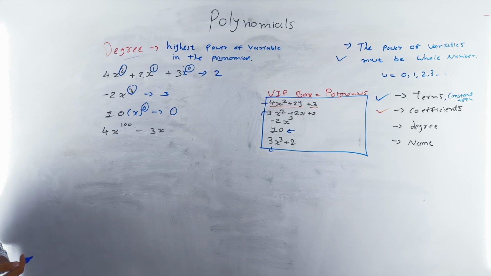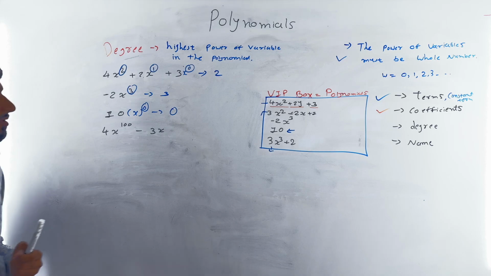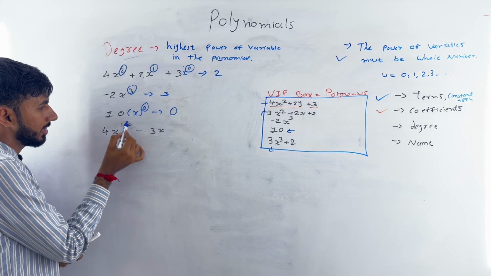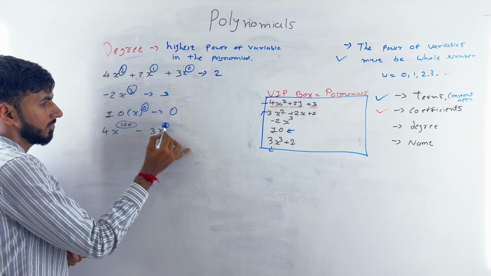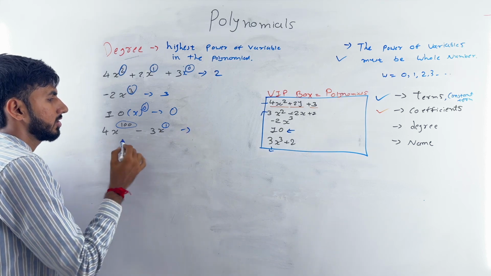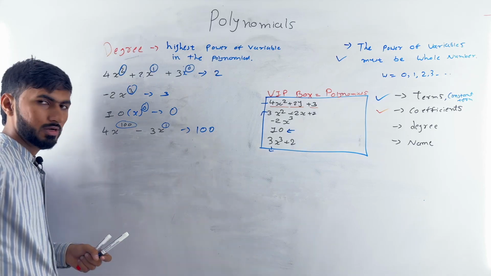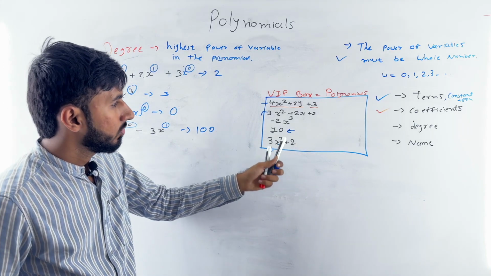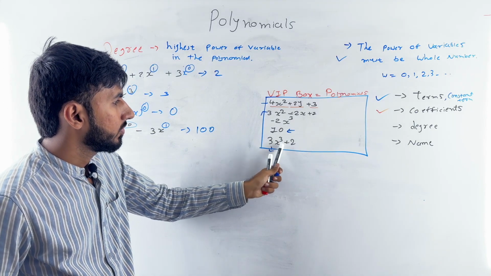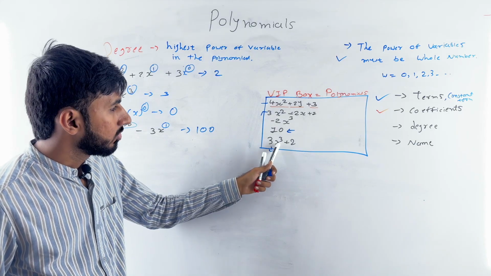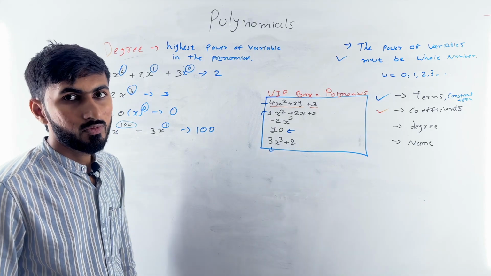Now for the fourth one, what I have to check is the power of variables. The highest power of the variable will be the degree for this polynomial. Here I have power as 100. Here I have power as 1. So my answer for the degree of this polynomial will be 100. Very simple, right? If you ask to find the degree of this polynomial, what will be the answer? You have to look at the power of the variable.